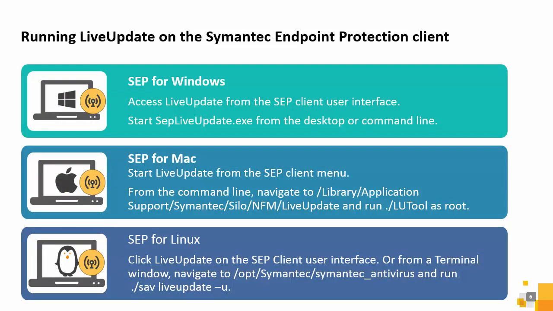For Windows, run Live Update from the SEP client interface or start a session from the command line. The utility is included with the Symantec Endpoint Protection installation and can be used to launch Live Update through a script or a scheduled Windows task. You can also run Live Update from the SEP for Mac or SEP for Linux client interface. Like Windows, you can also start a session from the command line or the terminal window.